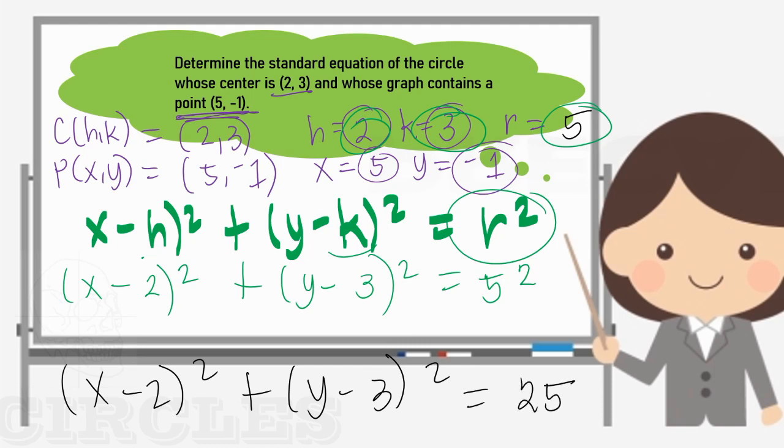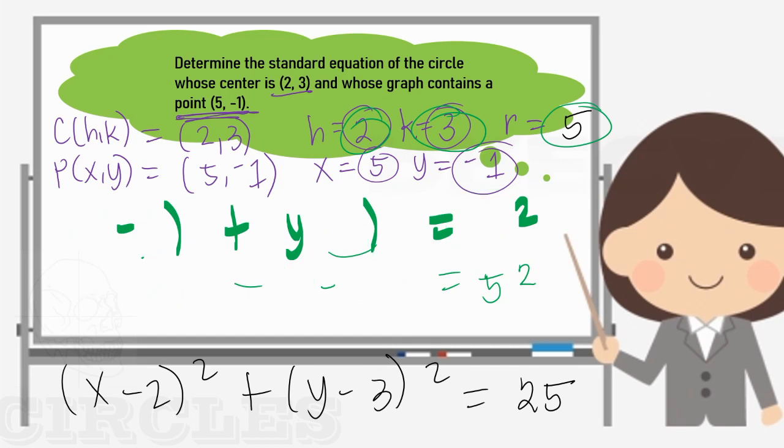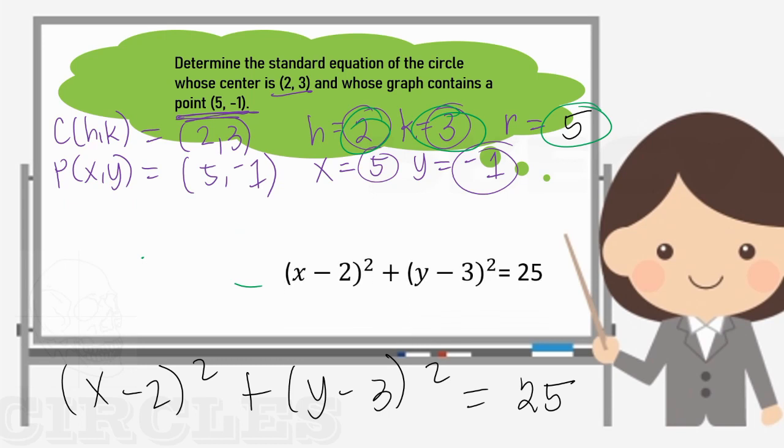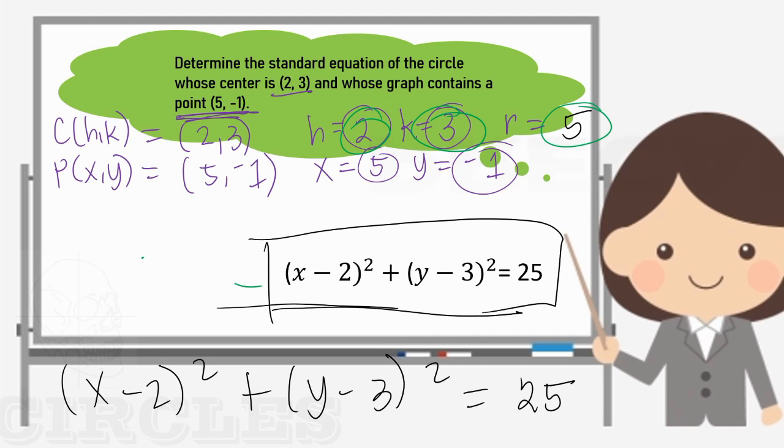So, check natin ulit kung tama yung sagot natin. So, ayan. So, pareho naman, di ba? Pareho naman ng x minus 2 squared plus y minus 3 squared is equal to 25. So, tama. Ganito rin ba nakuha nyo? Gagaling naman.